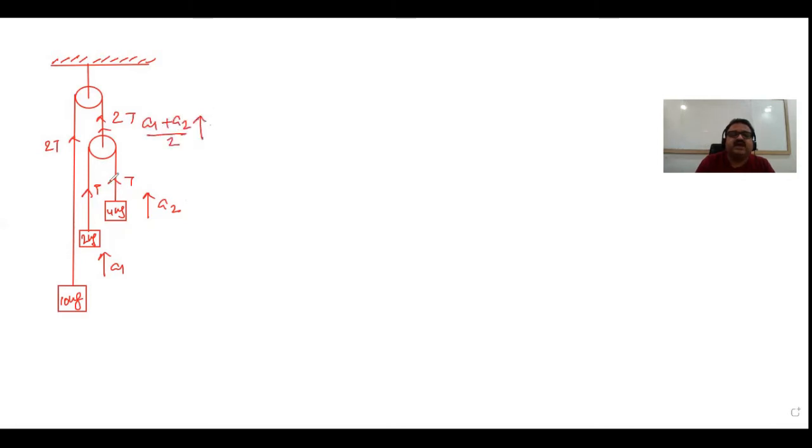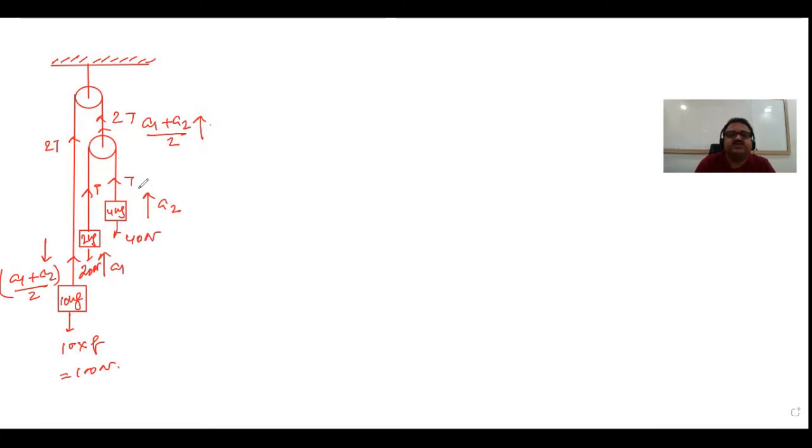And acceleration of this block will be (A1 plus A2) divided by 2. Now I am going to apply the general method, okay? 10 into g, that is 100 Newton acting downward, and upward is 2T as usual. And here it is 20 Newton, and here it is 40 Newton.